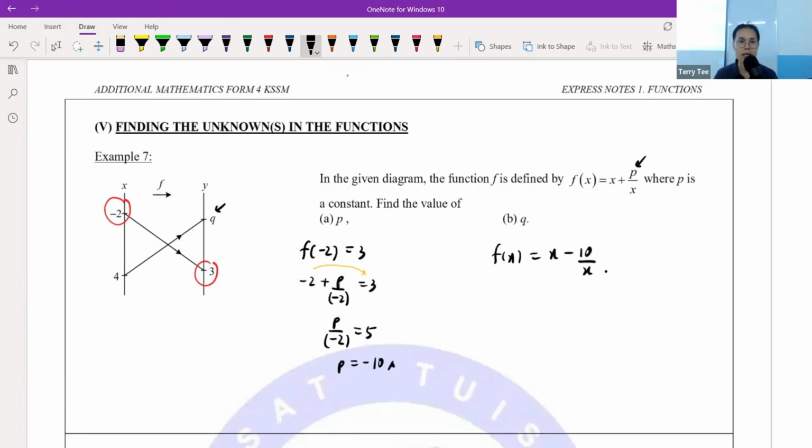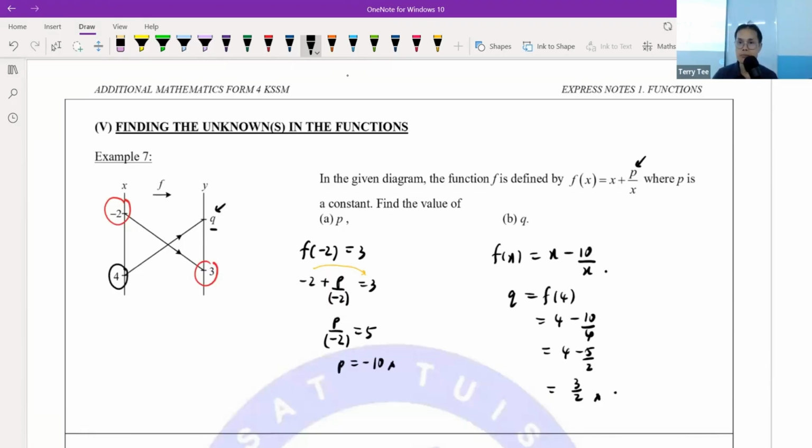I need to find my q value. My q is my y value when my x is 4. So let's put 4 inside. 4 minus 10/4. So 4 minus 5/2. 10/4 is 5/2. So this will be 8 minus 5, 3/2.